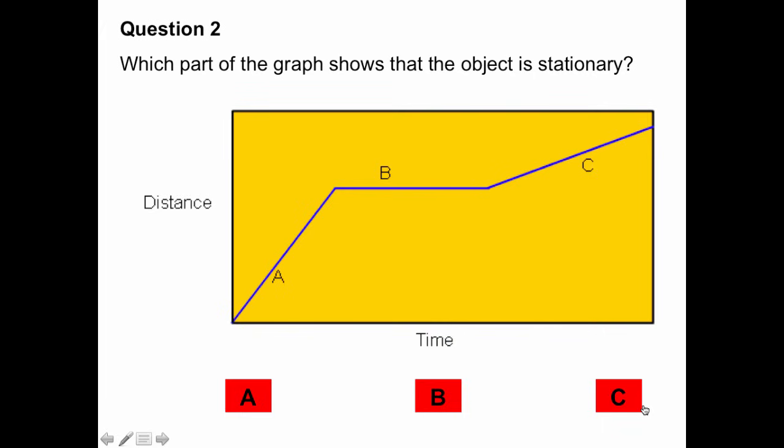Do you think it's A, B, or C? Which part of the graph shows a stationary line? Now, I'm not going to answer this one because I want to check it in class tomorrow. So A, B, or C?